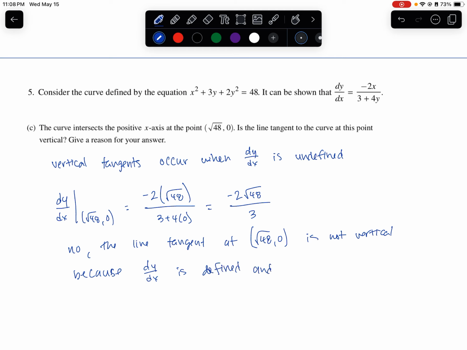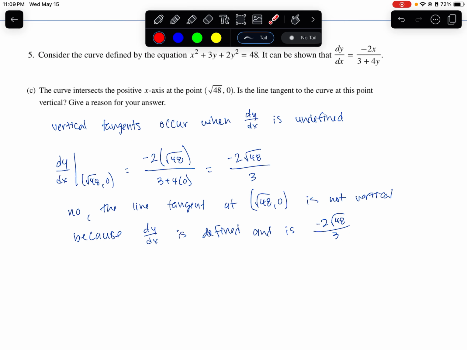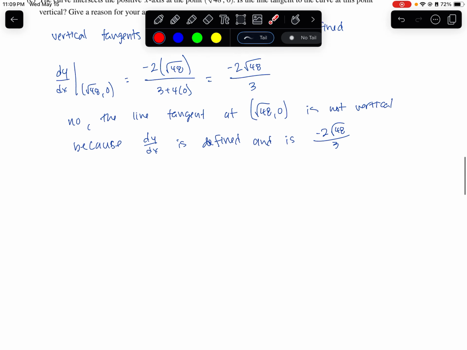And I guess you can say it is negative 2 square root of 48 over 3, although that's not answering the question, but just saying that this is the value of the slope at that point. It's not undefined, so it is defined there, and this is the value. There you go, and I think that should get you your points there. That's one way of answering it.